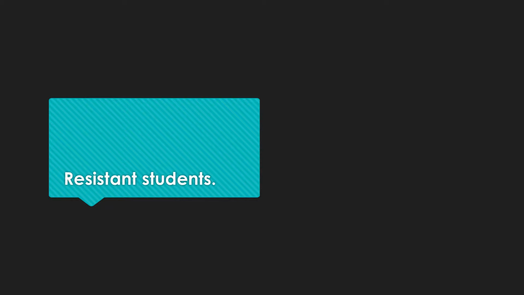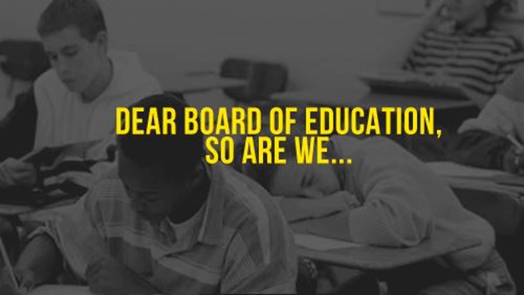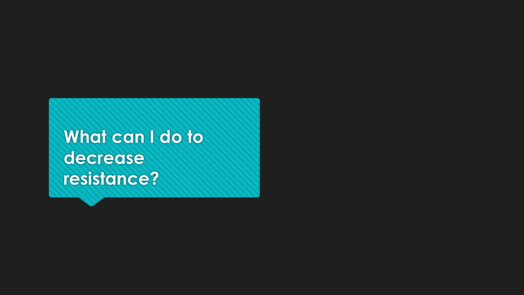So even if it's not their second language, often we have students that just are resistant. They don't want to be there, a little bit unmotivated and unwilling to engage in the class. And this is probably a little bit more what your students look like. They're a little bit bored, perhaps. So what are some things you can do to decrease that resistance?